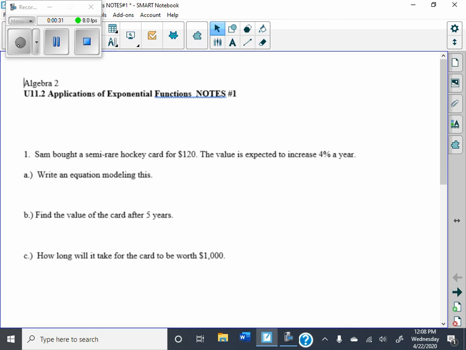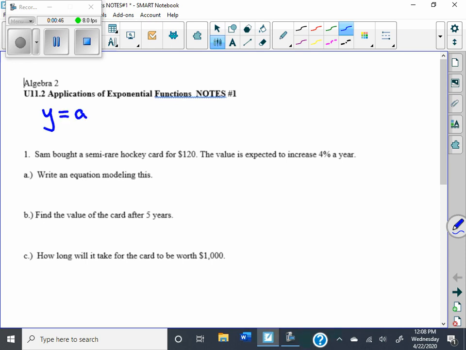Usually when there are percents, when it talks about increasing at a certain percent or decreasing at a certain percent, we're looking at exponential growth and decay. Our formulas are these two. y equals a times (1 plus r) to the x power, or you could also call it t. This is growth, or anytime we talk about increasing, and that's because of the 1 plus r.